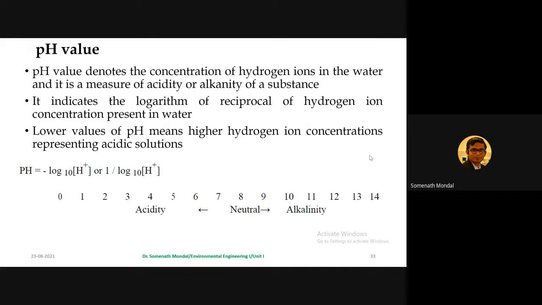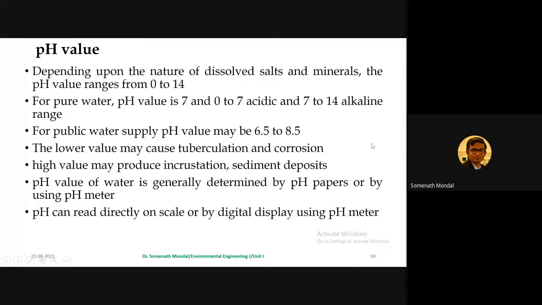Now, the pH value of water is generally determined depending upon the nature of the dissolved salts and minerals, and we have discussed all those things. The lower value may cause tuberculation and corrosion. High value may produce incrustation and sediment deposits. That is also true. Now, the pH value of water is generally determined by pH papers or using a pH meter.